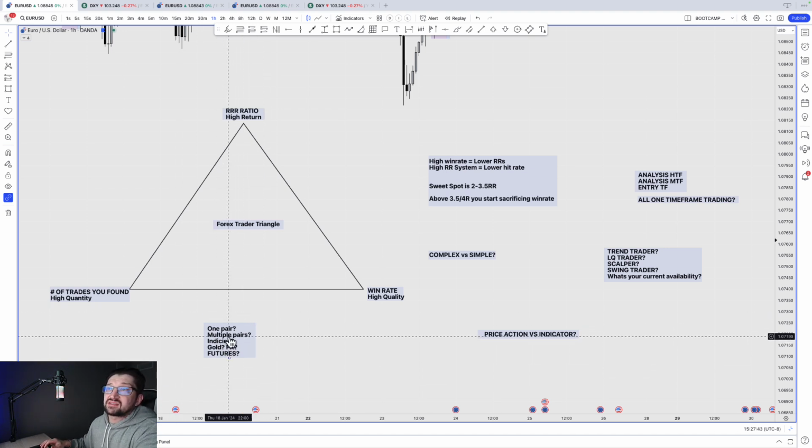The next thing is how much time can you spend at the computer? Maybe you only have an hour a day, and you work 8 hours a day and spend 2 hours a day commuting to work and back. Chances are you're going to have to swing trade, or probably not even trade forex and get into more of the crypto side of things or something.